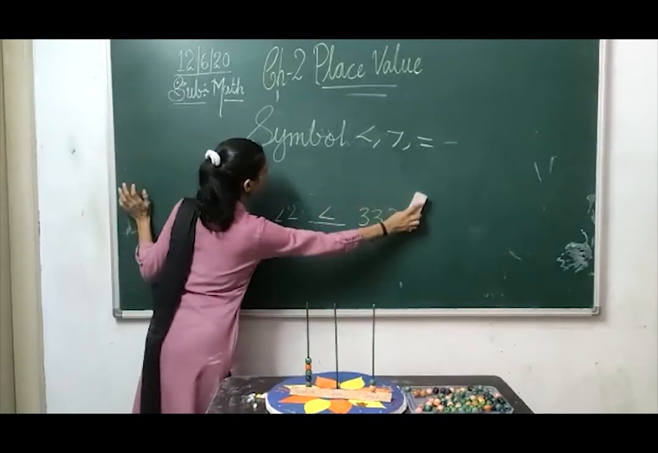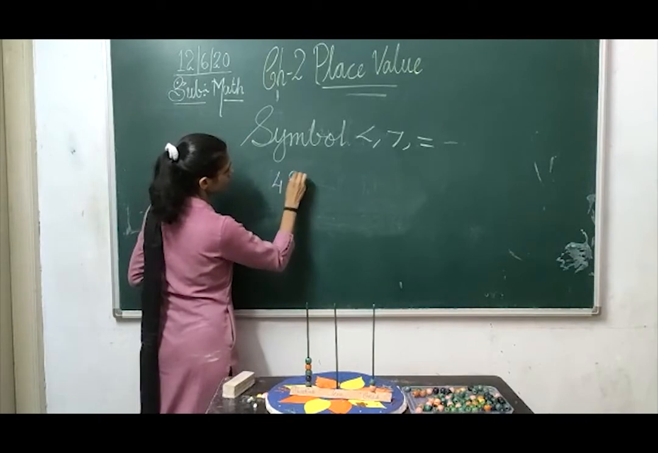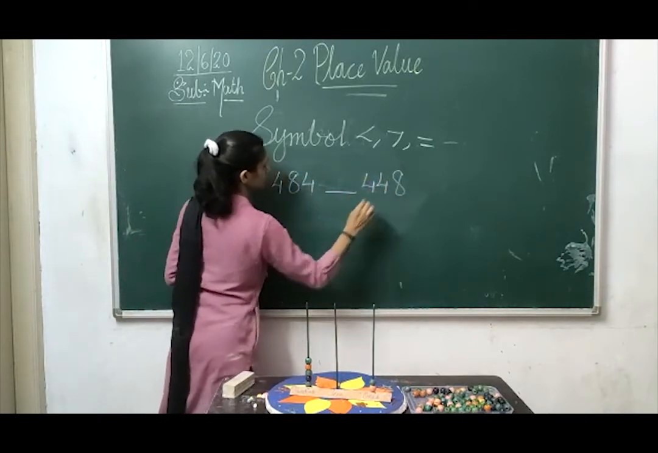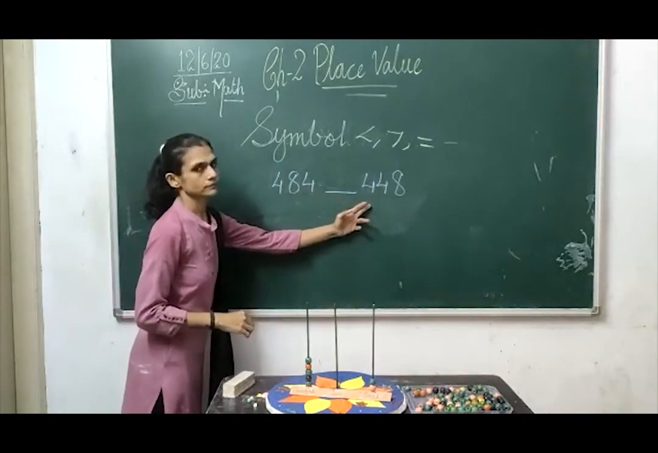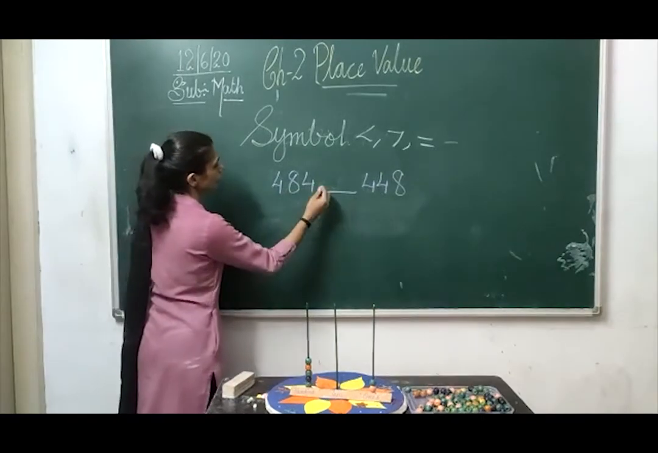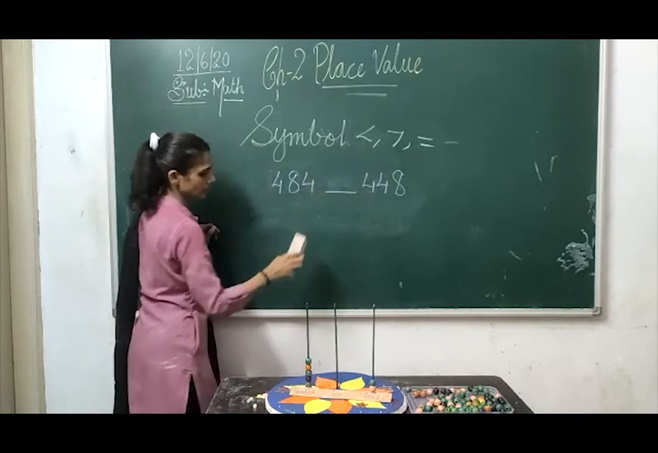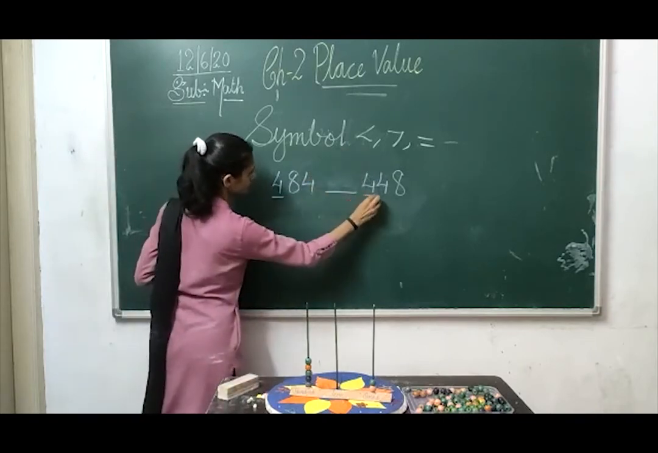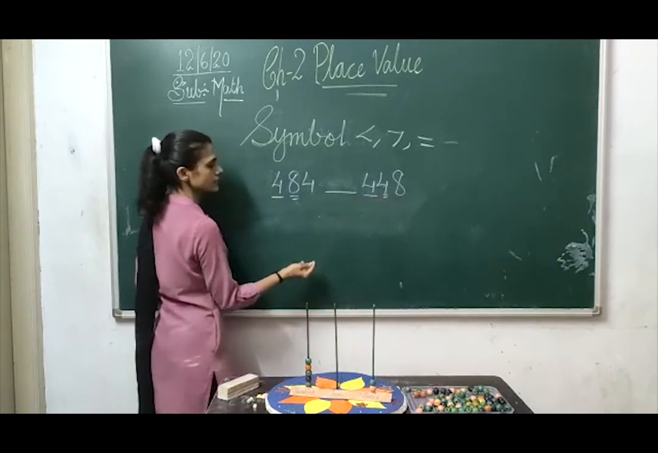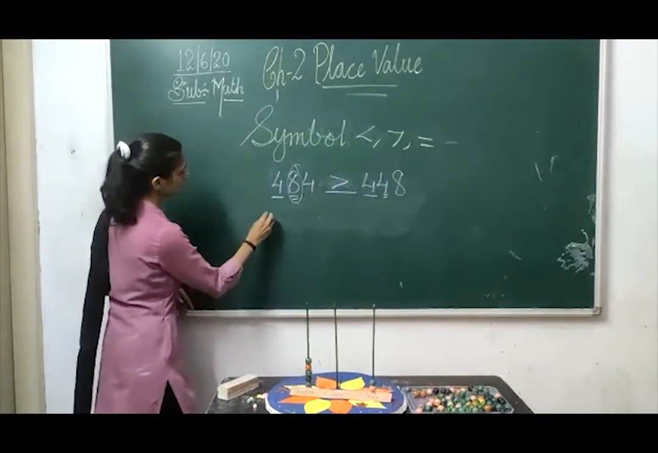One more example I am showing you. If I write 484 and 448, it looks the same. You find that here is also 8, here is also the same. But you don't have to put equal, because they are not the same. You have to do the same thing again, underline it. Here is 4, here is 4, the same. Here is 8 and here is 4. Which one is greater? 8 is greater. You have to put this sign here.